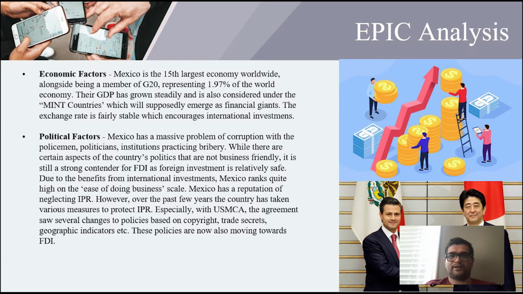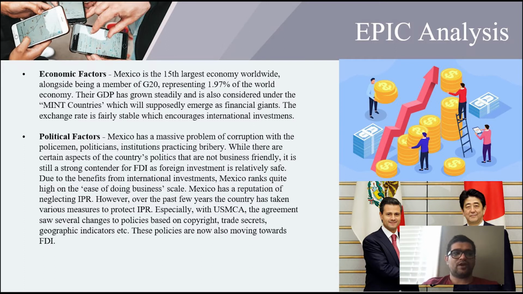Economic. Mexico is the 15th largest economy worldwide, representing 1.97% of the world economy. The GDP has grown steadily, and Mexico is considered among the mid countries which will supposedly emerge as financial giants. Mexico has a fairly stable exchange rate, which encourages international investment.